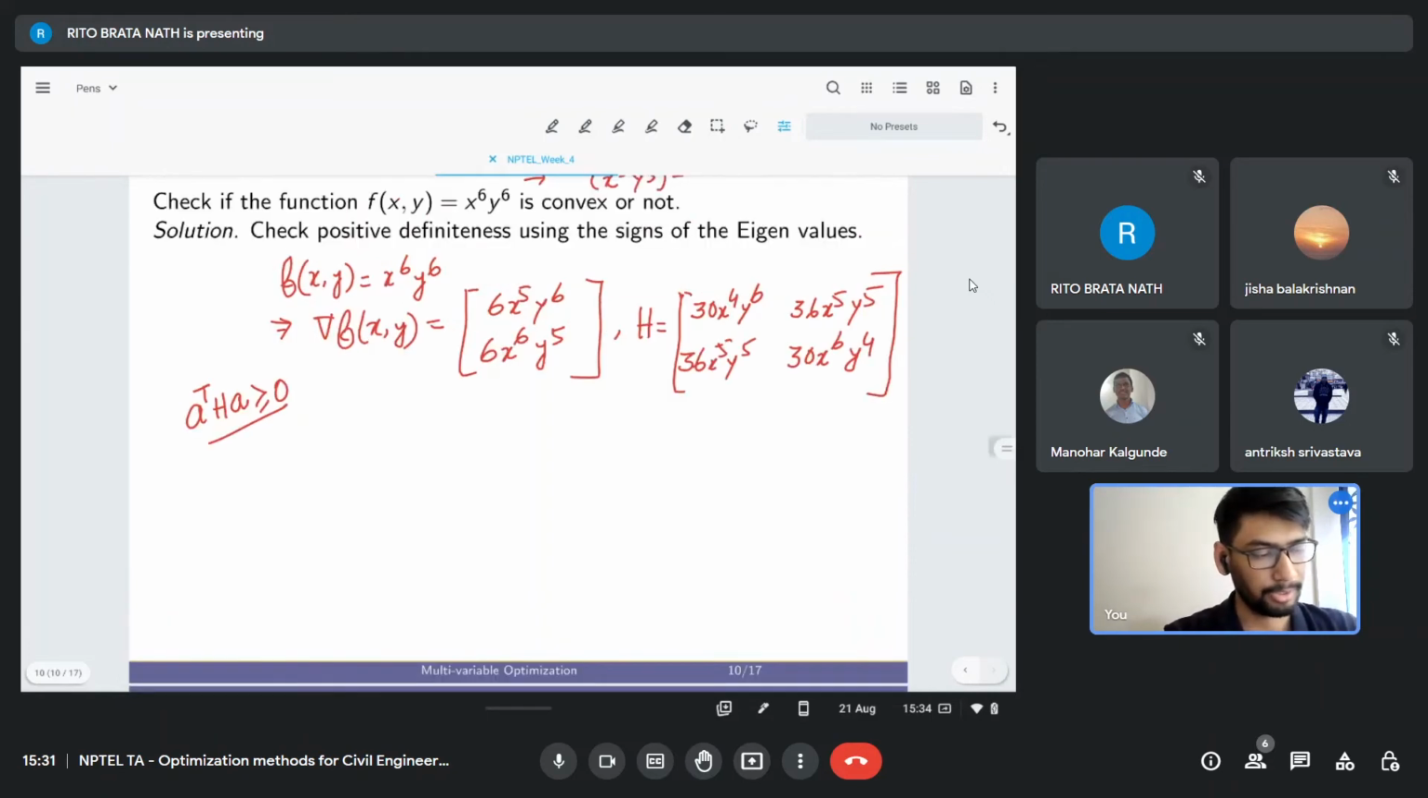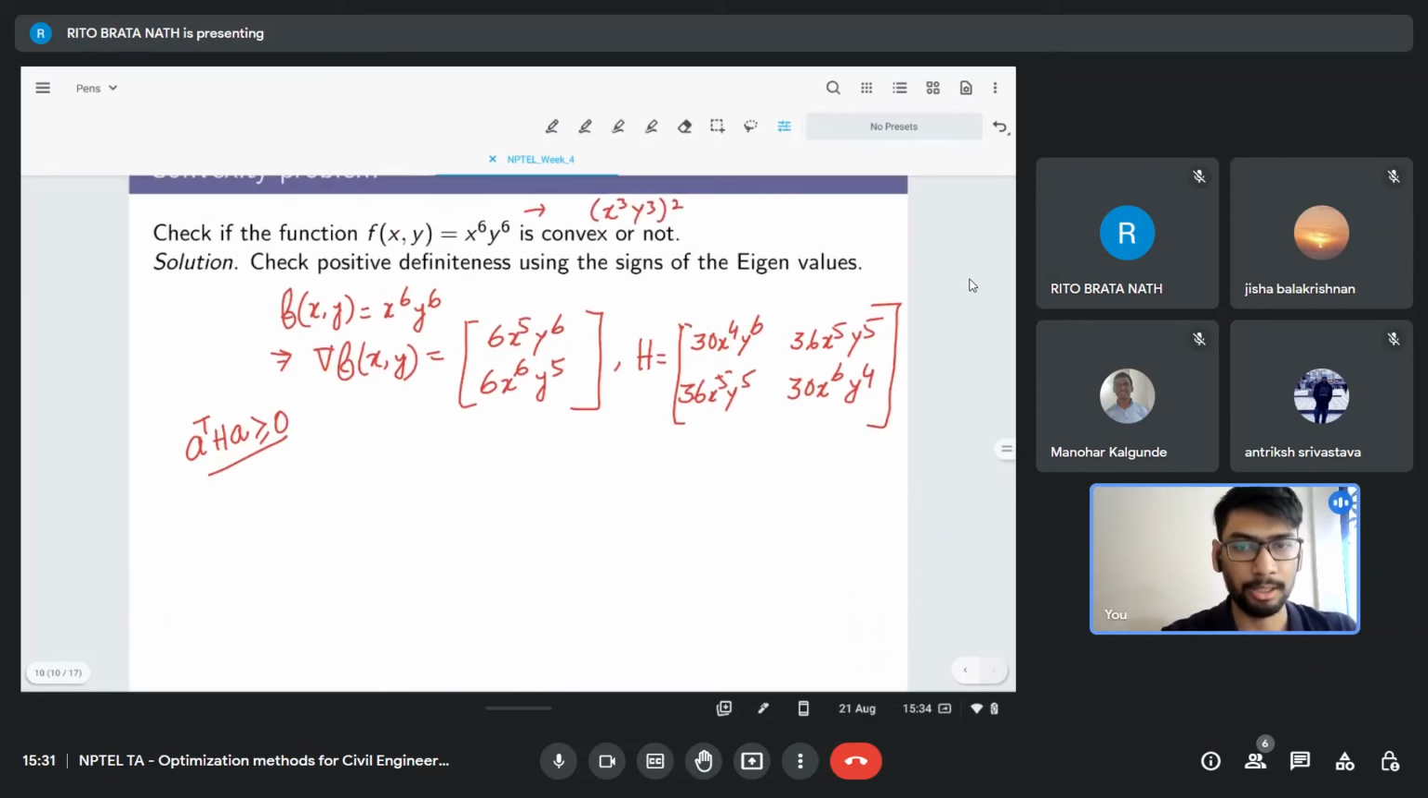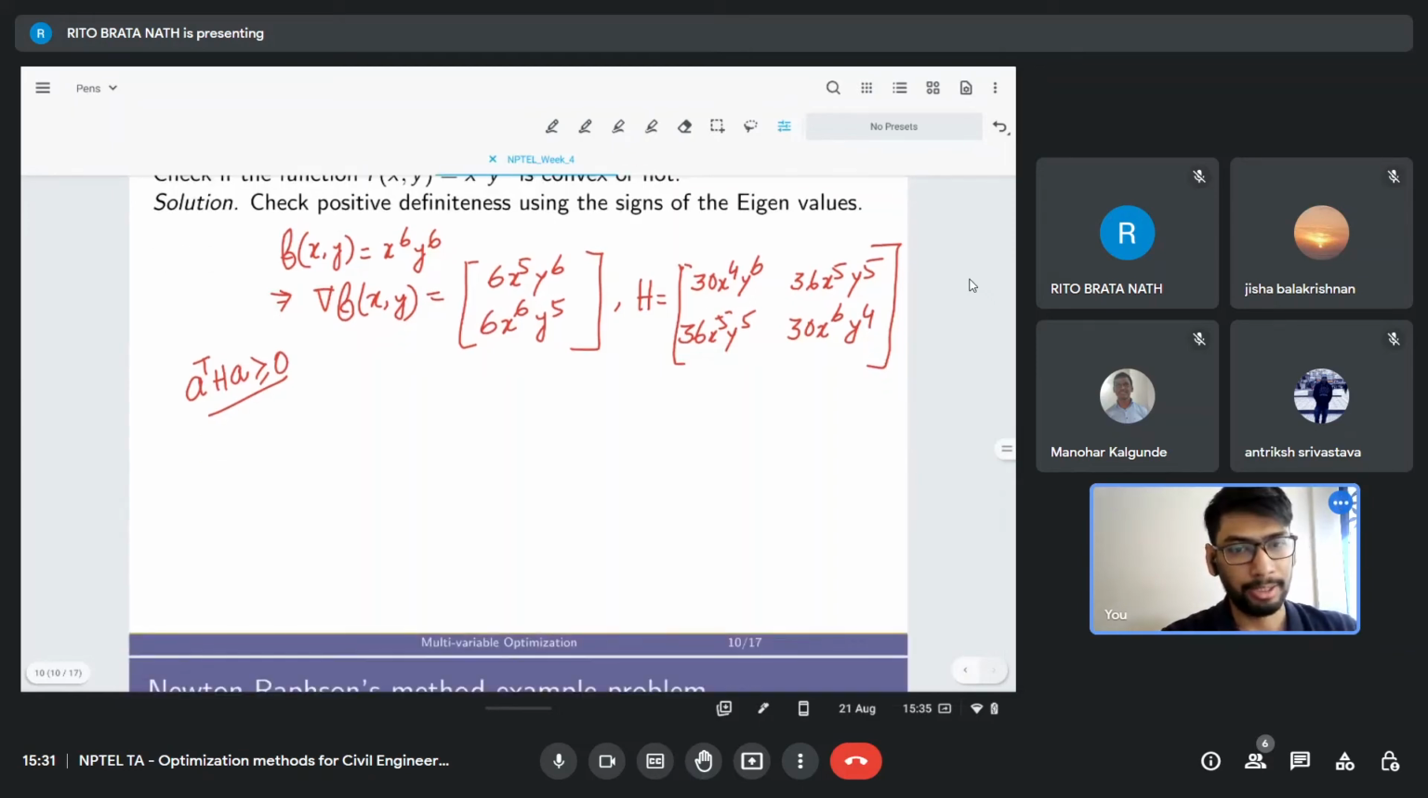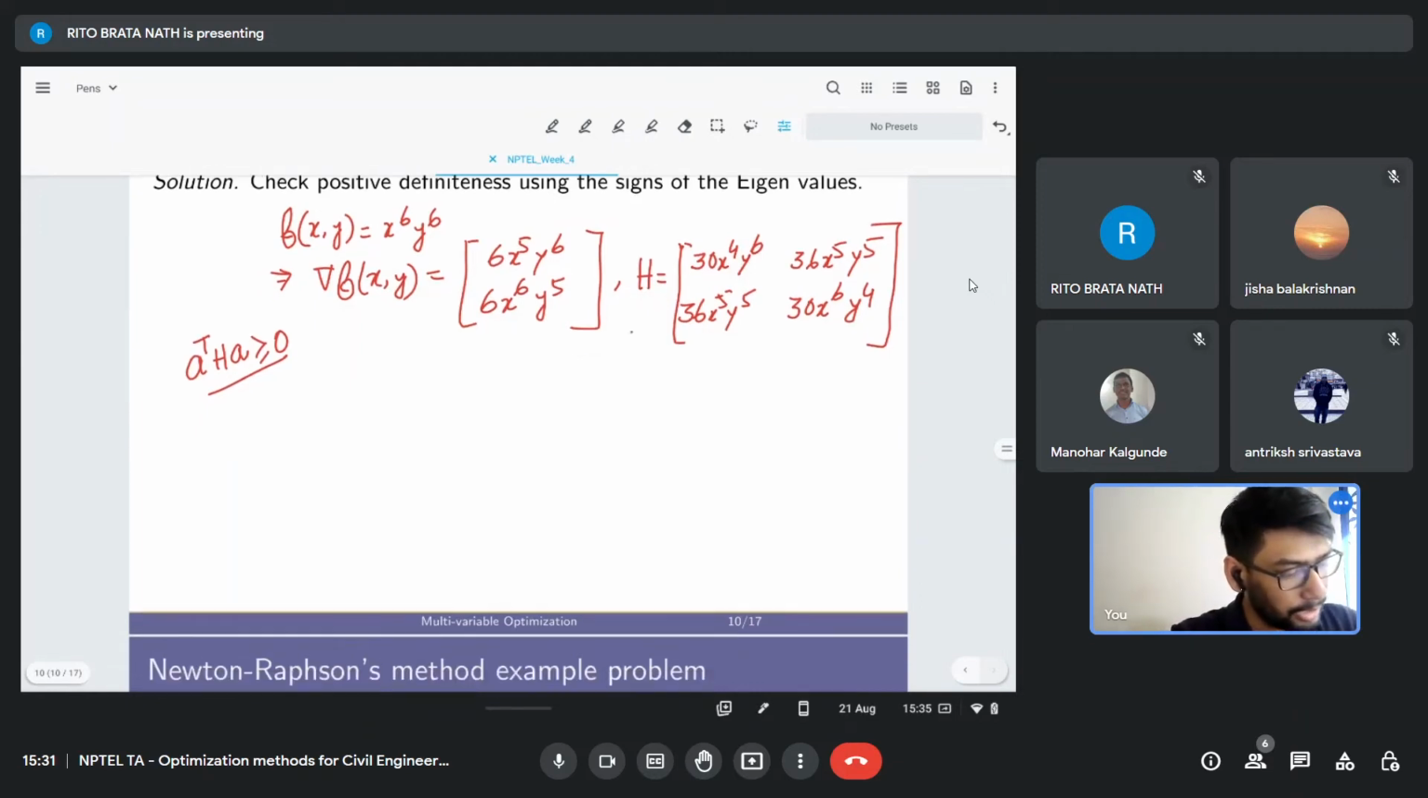So what we have to use is the signs of the eigenvalues to check the positive definiteness of this matrix. One property is that if all the eigenvalues of a matrix are non-negative, then that matrix is positive semi-definite. Another property is that the product of the eigenvalues of a matrix is equal to the determinant of the matrix. So if we get the determinant of this matrix and relate it to the eigenvalues, that will be helpful in this situation.